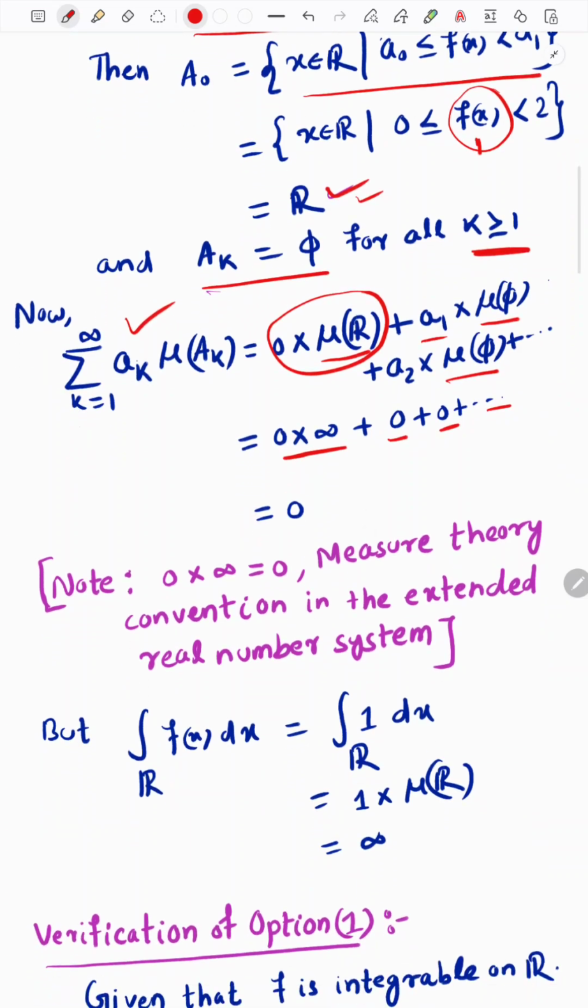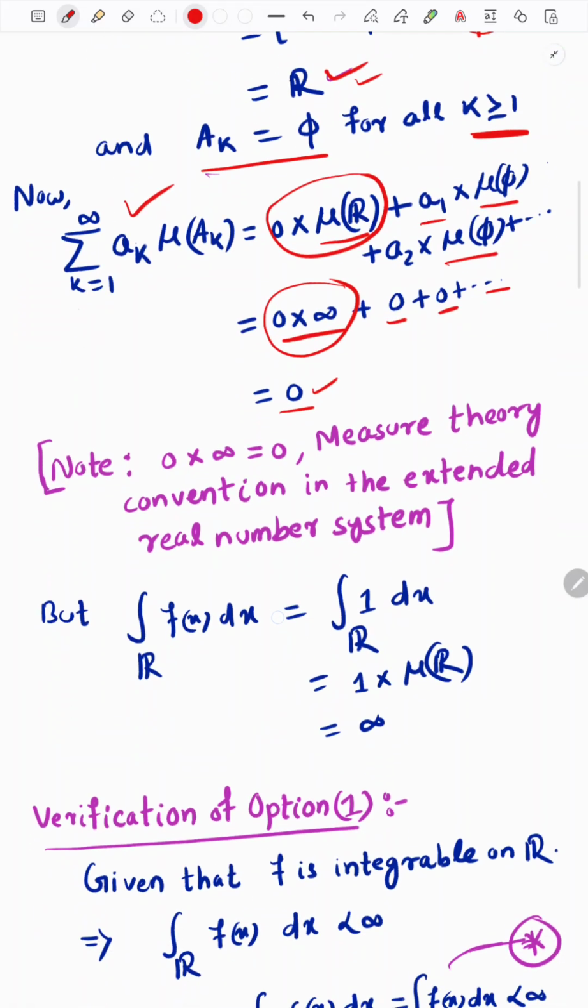0 times infinity is equal to 0. At this point, do not confuse this with the indeterminate form. This quantity is not an indeterminate form because it is not in the limiting sense. If it were in the limiting sense, then you could say that it is an indeterminate form. But in measure theory, it is a standard convention that 0 times infinity is equal to 0.